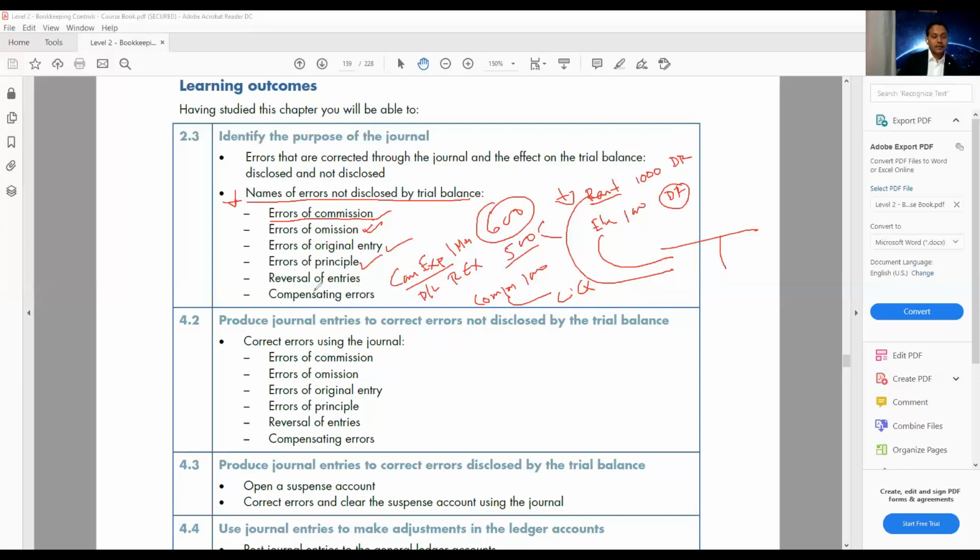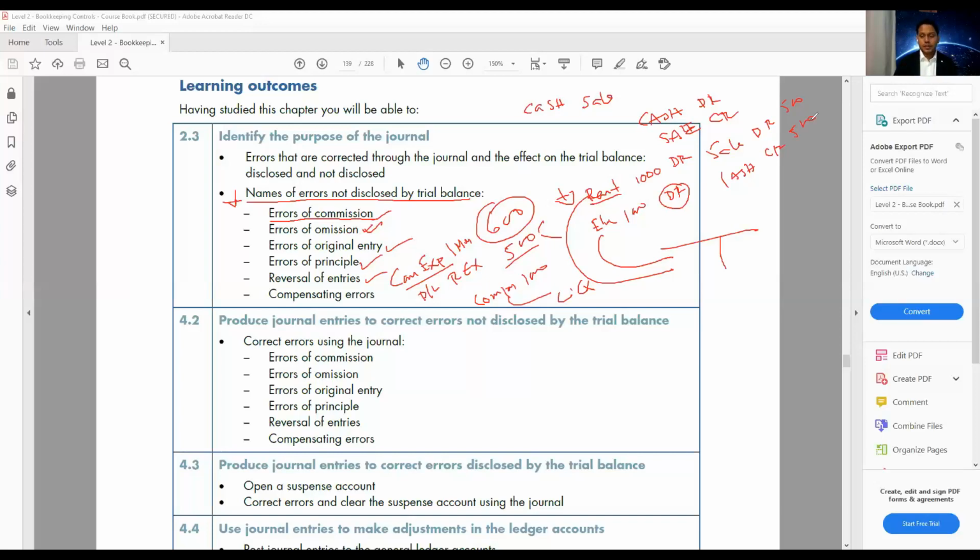Then we have reversal of entries. That means you do the opposite. For example, a cash sale. The journal will be cash debit and sales credit, isn't it? This is our journal. But what you did was the opposite. You said sales debit and cash credit, let's say 500 and 500. So you did a reversal. You did the opposite.